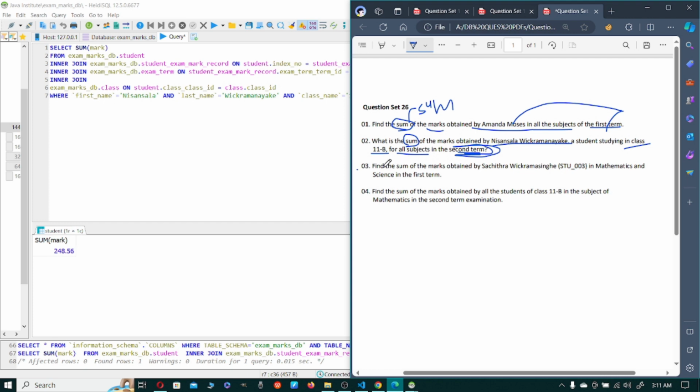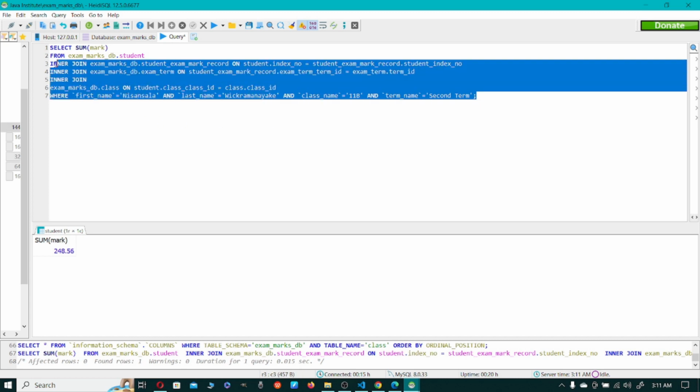Question number 3. Find the sum, which means we have used that keyword once again. Sum of marks obtained by Sajitra Vikramasinghe. This time they have given the student index number, so we don't have to use the student table. The subjects are mathematics and science in the first term. Let's type the relevant query for that as well.